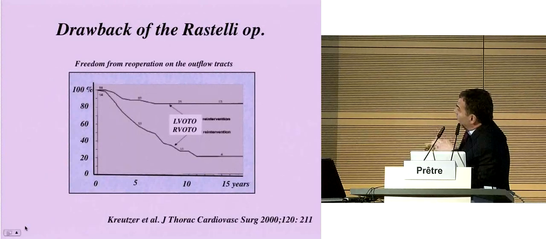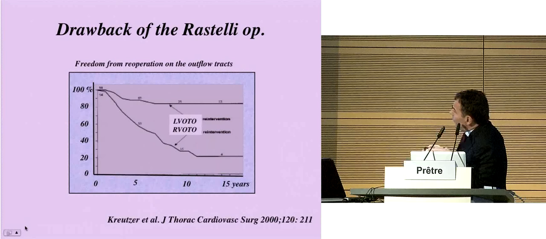Now, we have seen this article published 10 years ago from the Boston group on the drawbacks of the Rastelli operation. When we see that, I can tell you, this is not so much this curve which is disturbing, but this one. Why? Because here on the RVOT, you can always reoperate, do something, and have a good result. But when you reoperate on the LVOT, it's much more difficult, and you don't have good solutions. And that's why the Rastelli was a little bit attacked, and we looked for other solutions for that.